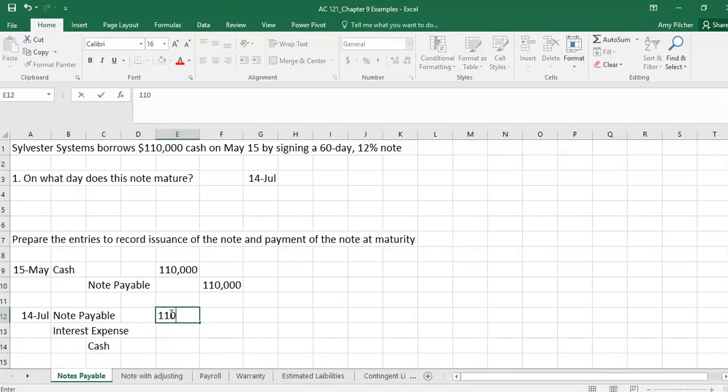So our note payable is $110,000. Our interest expense is the amount of the note, $110,000, times our rate, 12%, times the time outstanding, 60 days divided by 360. So 110,000 times 12% times 60 divided by 360. That amount is $2,200. So the total amount of cash we pay for this note is $112,200.